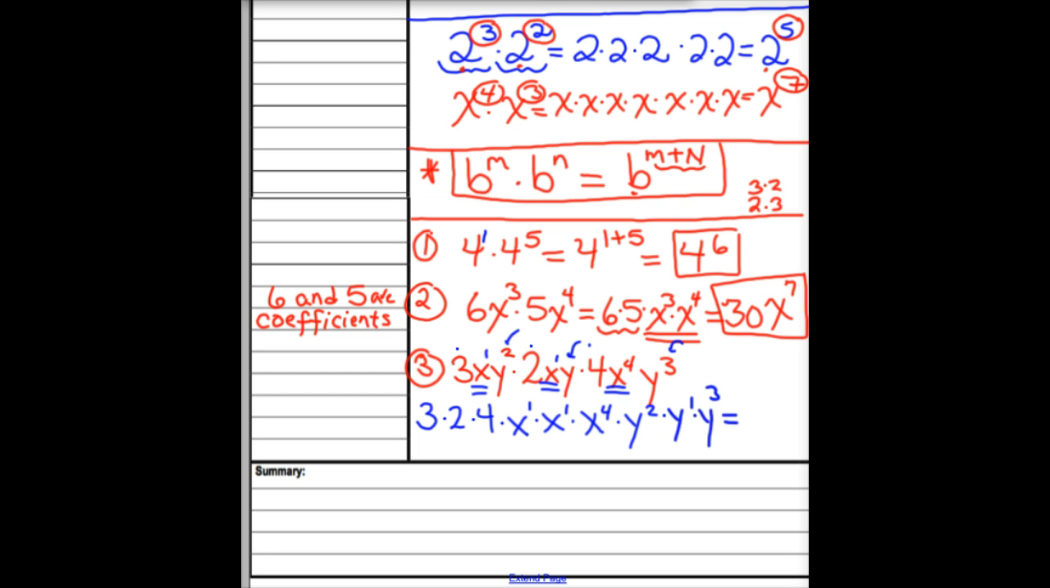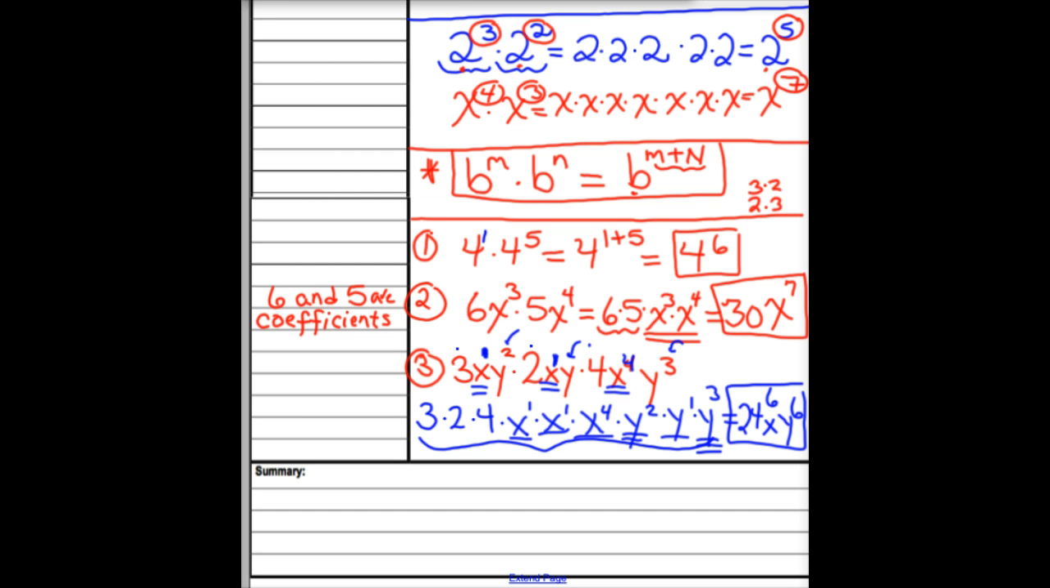So you'll notice when I'm done, it's really not necessary to write all this out because I can just do the numbers out front first. 3 times 2 times 4 is 24. And then how many x's do I have in this problem? 1, 2, and then 4 more, which makes 6 of them. Or I could have just added them up here. 1, 2, 3, 4, 5, 6. For my y's, I have 1, 2, 3, 4, 5, 6 of those as well, and I'm done.